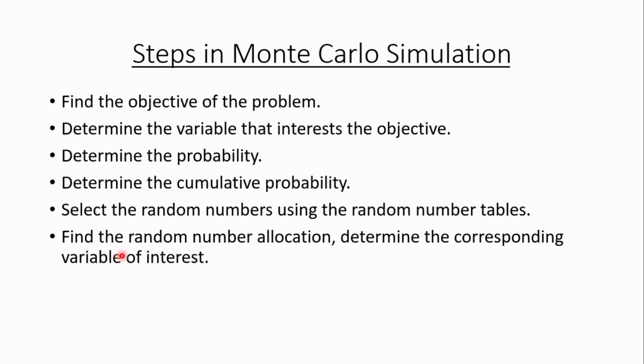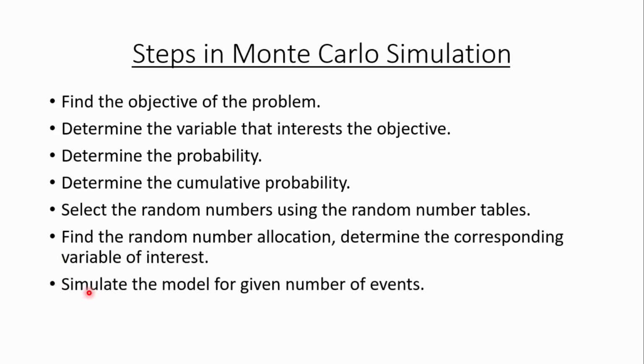Then we need to find out the random number allocation. So here random number allocation is when we see that the selected random numbers fall within which random number interval. And what is random number interval? We are going to find that in a while, and we need to understand that after getting our random number allocation, we will be able to determine the corresponding variable of interest. That means we will be able to find out the value of the variable we have selected. Then we need to simulate the model for the given number of events.